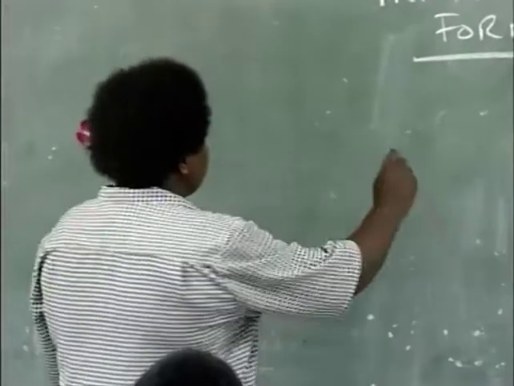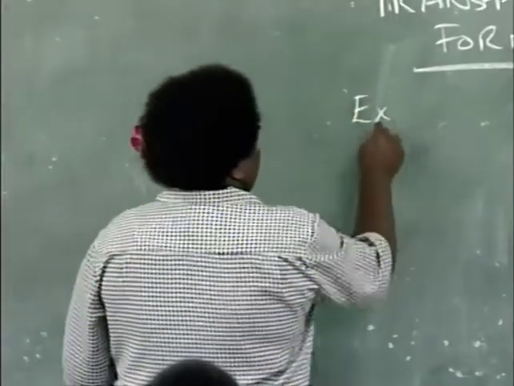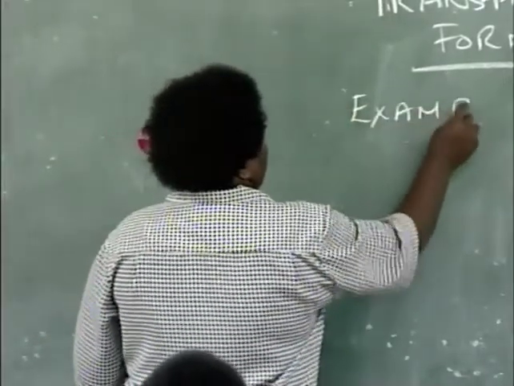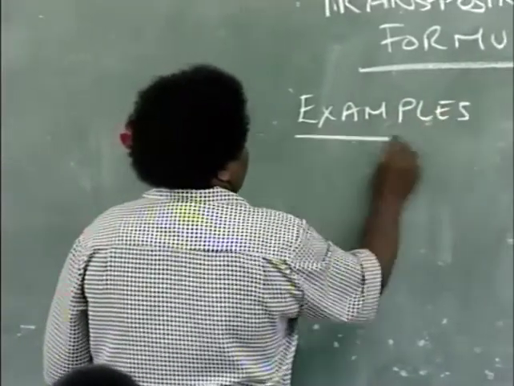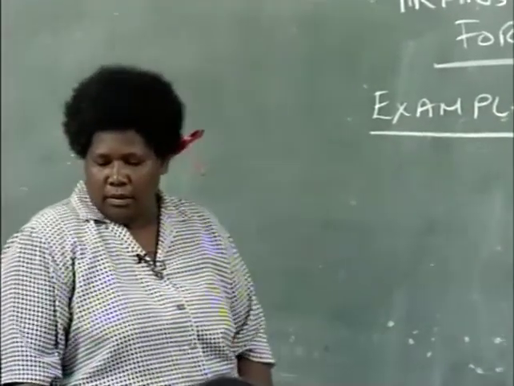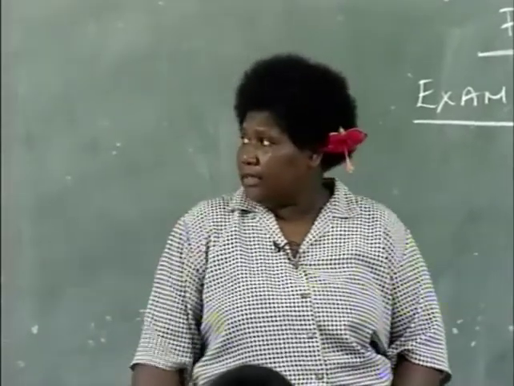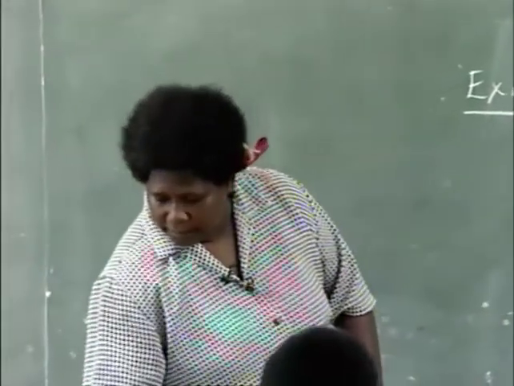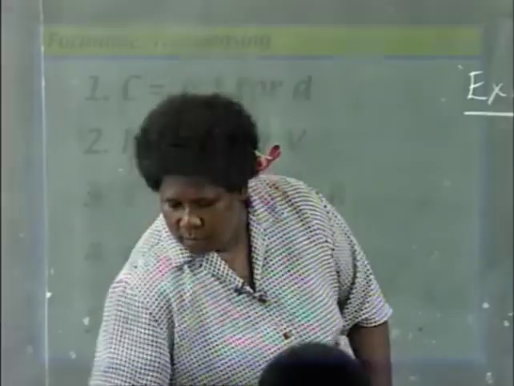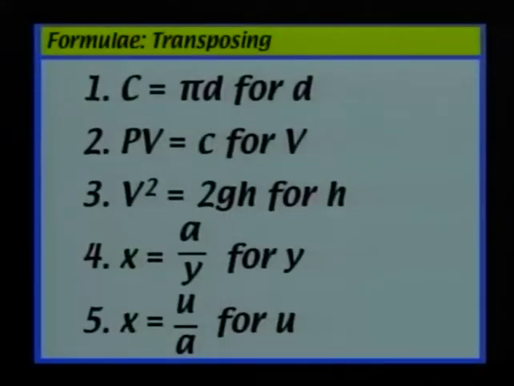So for instance, if you were to transpose in the exercise where it says C equals pi d for d, what it means is you're supposed to transpose the formula C equals pi d for d. In other words, you have to make d the subject of the equation.